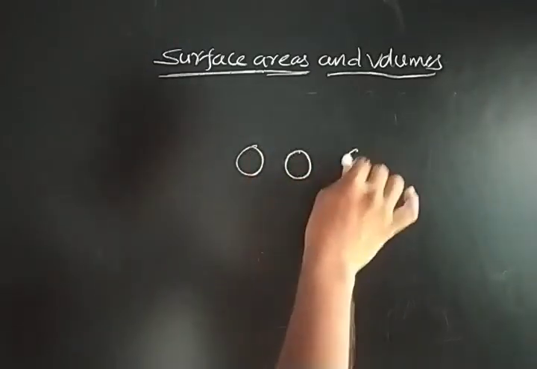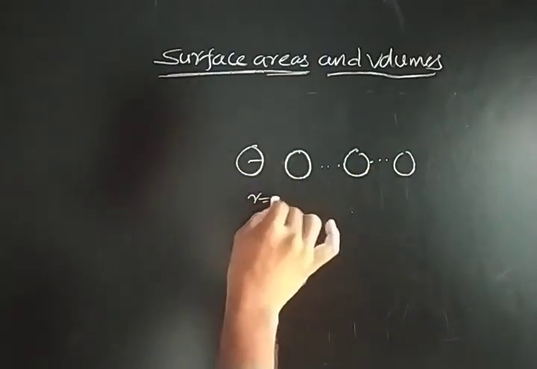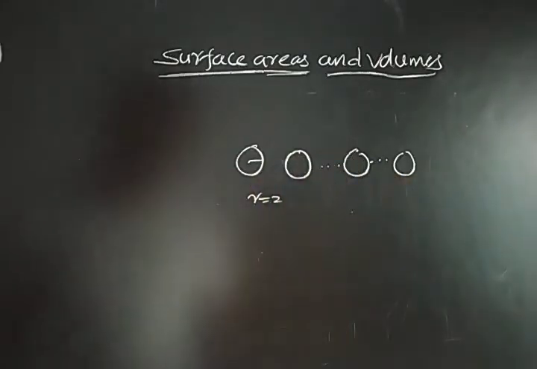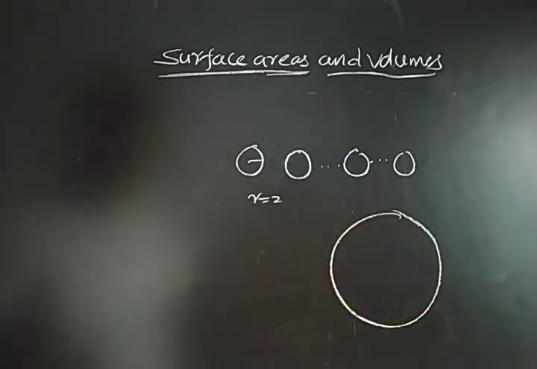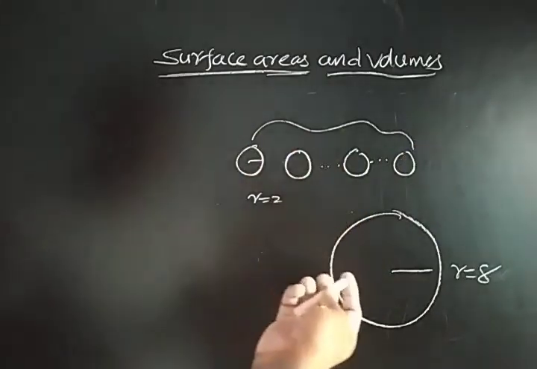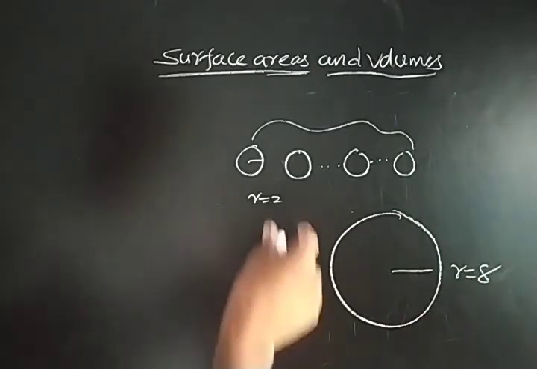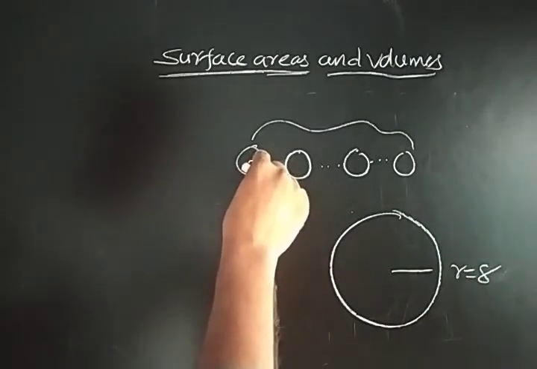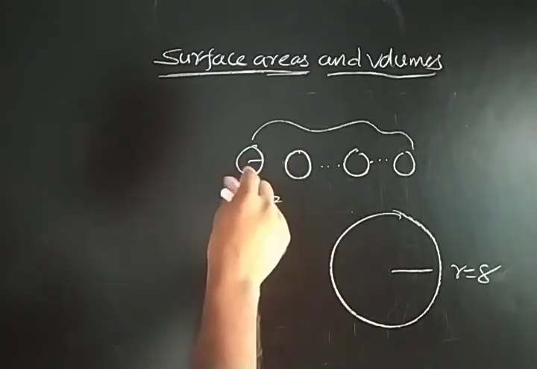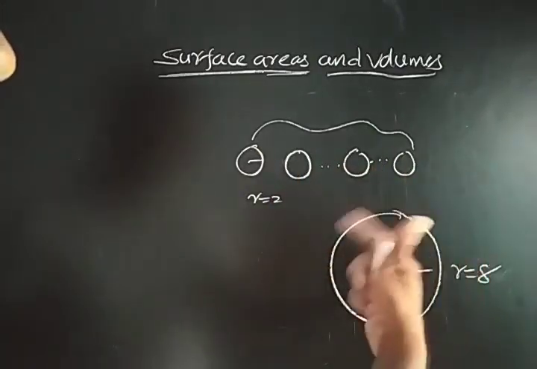Suppose there are small spheres, and how many spheres there are we don't know. Suppose each sphere has a radius of 2 centimeters. Some number of small spheres are melted and recast into a bigger sphere whose radius is R equal to 8 centimeters. They will ask how many small spheres are melted to get this solid sphere of radius 8 centimeters. They give the radius of the small sphere and ask how many such small spheres are melted and recast to get this bigger sphere.